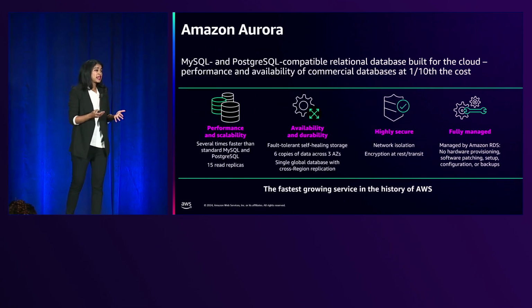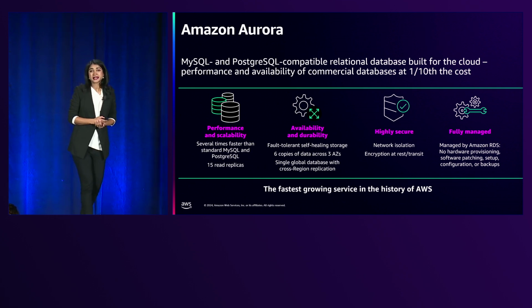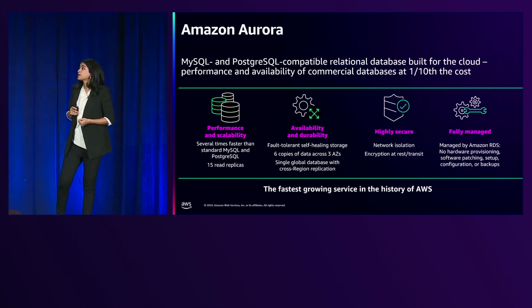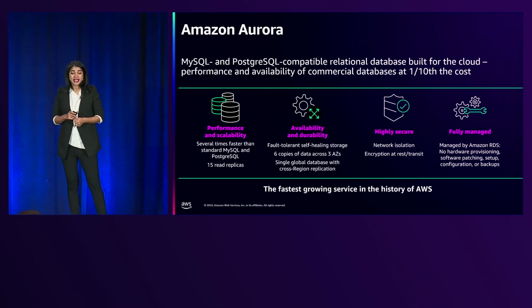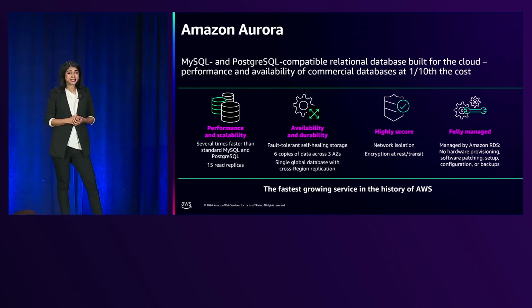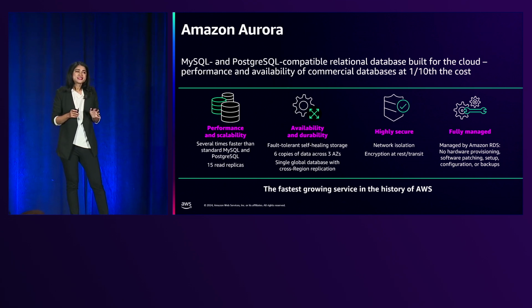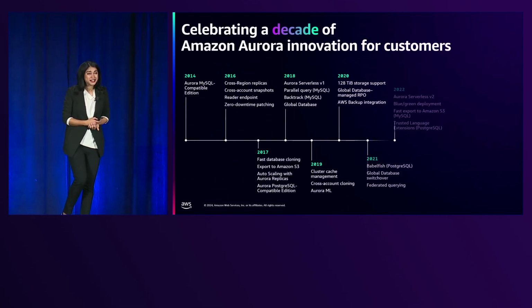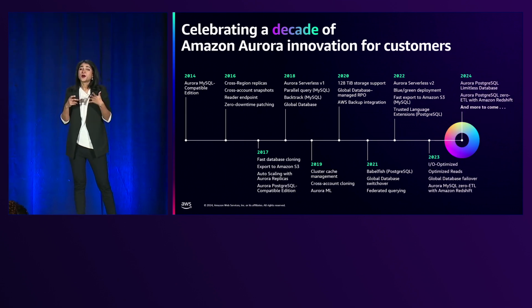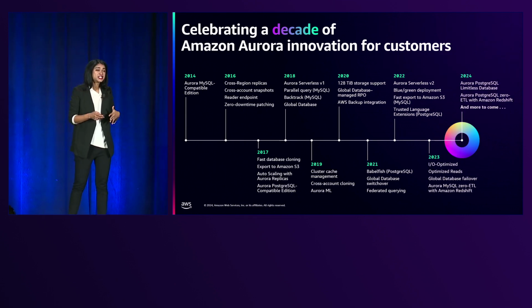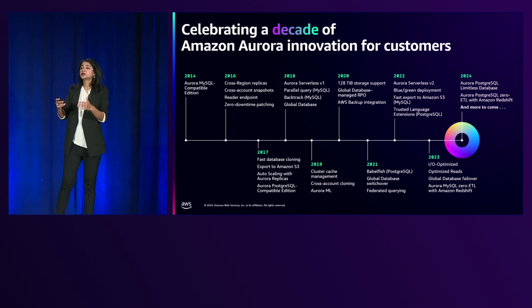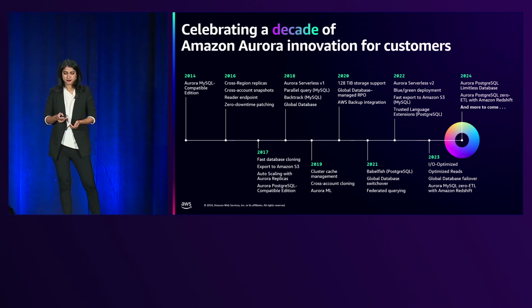So to set context, Aurora Serverless is a feature of Aurora. What is Aurora? It is a MySQL and Postgres compatible relational database that's built for your cloud. What do you get with Aurora? You get the performance and availability of a commercial database, but at just a fraction of the cost. And this year is a little special for us because we are celebrating our 10-year anniversary. So I want to thank all of you for being on this journey with us as we build features and functionality to help you solve your problems.